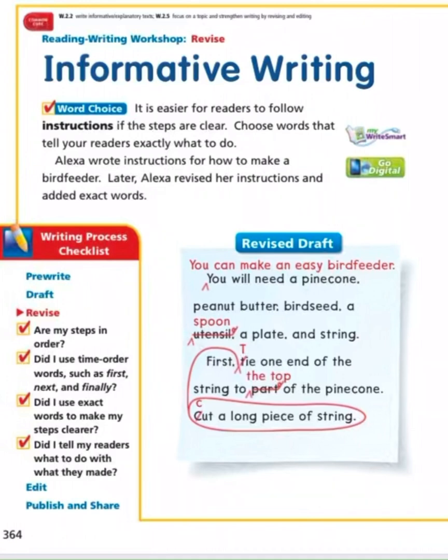Writing process checklist. Revise. Are my steps in order? Did I use time order words such as first, next, and finally? Did I use exact words to make my steps clear? Did I tell my readers what to do with what they made?